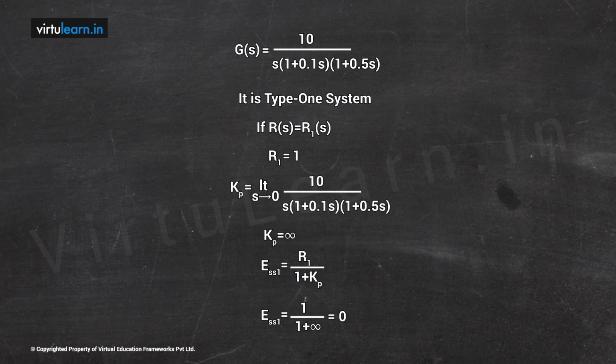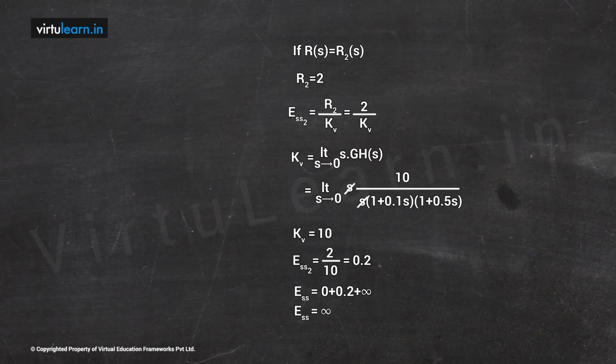You know the Kp formula: limit s tends to 0, G(s). So G(s) is available, and when you substitute s tends to 0, the Kp is going to be infinity. When Kp is infinity, what is the corresponding steady state error? ESS1, we know that it is R divided by 1 plus Kp, it is going to be 0. So ESS1 is 0, which means when you apply the 1/s step input to the given system, the error is 0.